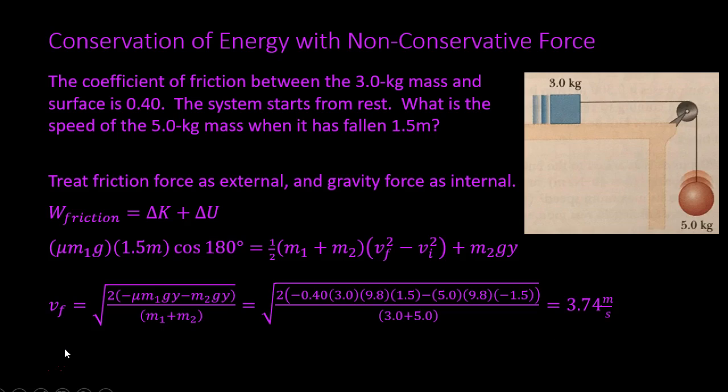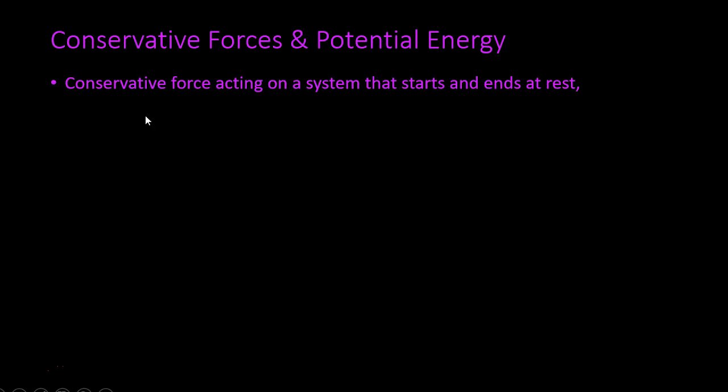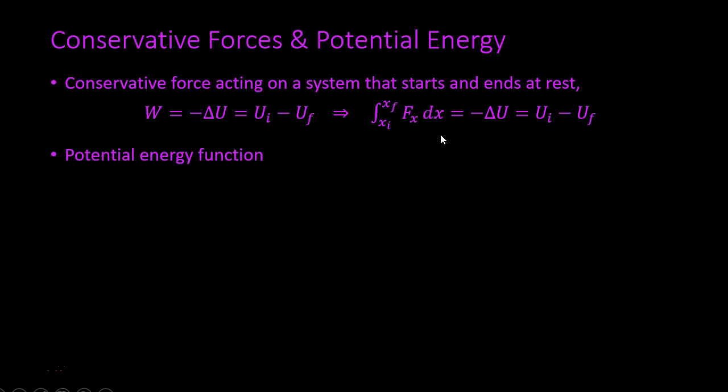Now we're going to move on from conservation of energy and look at the relationship between conservative forces and potential energy. If we have a conservative force acting on a system that starts at rest and ends at rest, then we know that the work is equal to negative the change in potential energy, or U sub i minus U sub f. We can substitute this integral for work, and that leaves us with this expression. Starting from there, we can come up with a potential energy function.